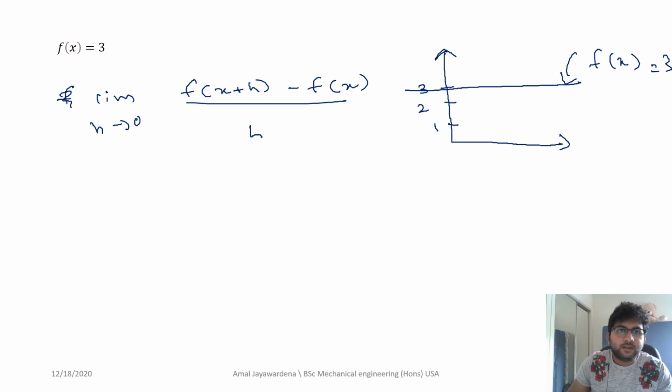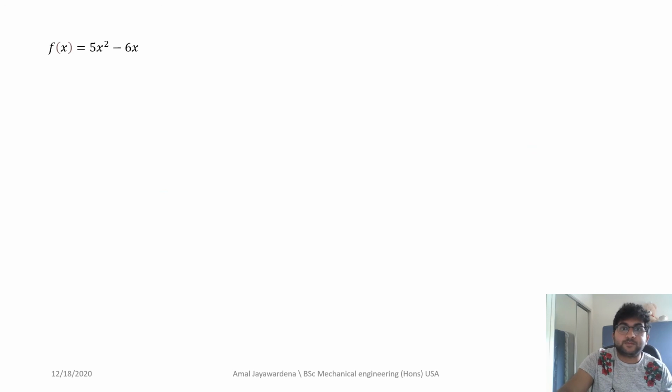So the differentiation of a constant is always 0. So the answer for this is 0. There is no slope in this line, so it's going to be 0. Let's go to the, I think this is the last one.